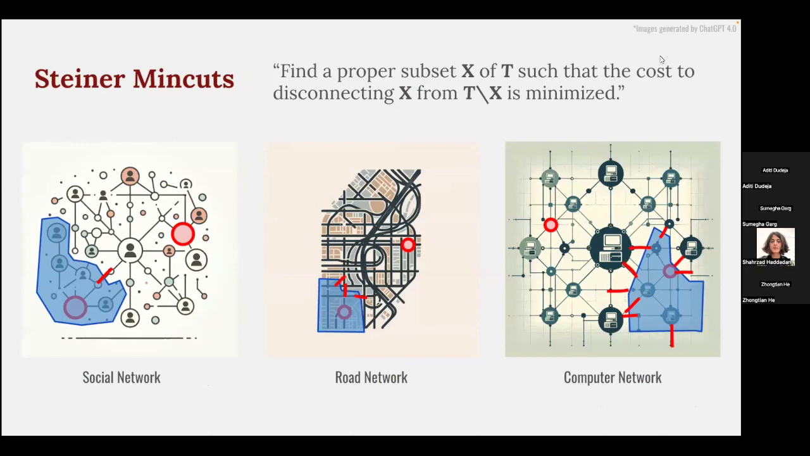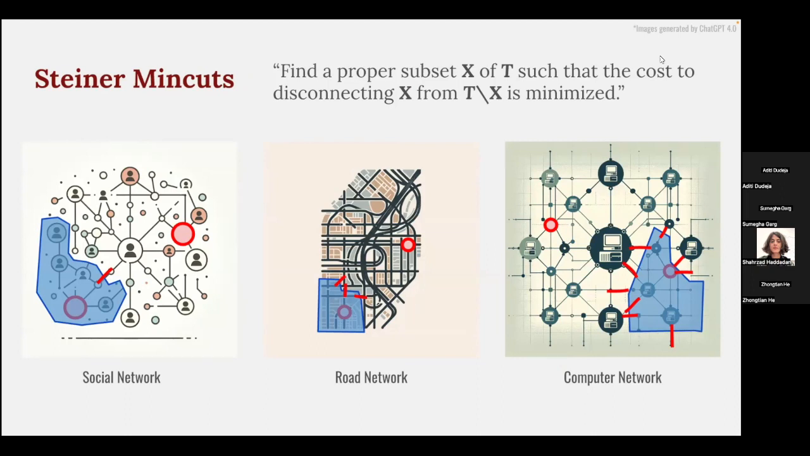In this talk, we will focus on this Steiner version. So we are given a proper subset of the vertices, T, and we want to find a proper subset X so that the cost to disconnect X from T minus X is minimized. So this is a generalization of global mincut, because you can just set T to be V, right?